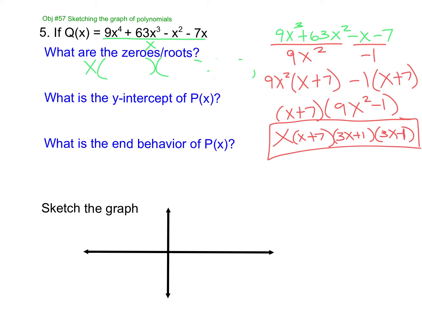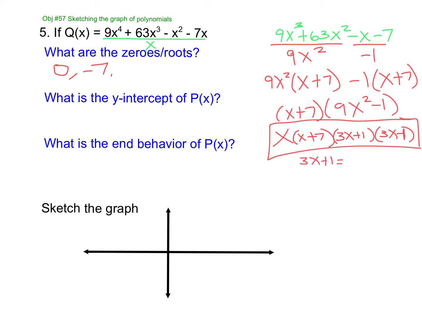So I'm going to erase this. So the x came from that first GCF. And then I was able to factor by grouping, and I get x plus 7, and then 3x plus 1, and 3x minus 1. All right, so we got our 0 from the x. We have our negative 7. Now, what do you get for the 3x plus 1?